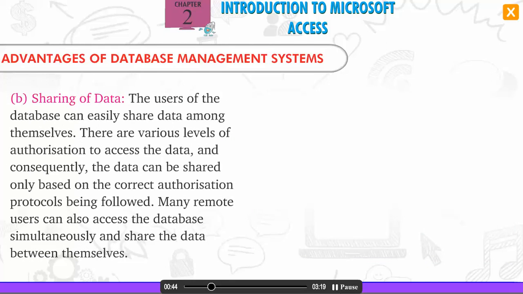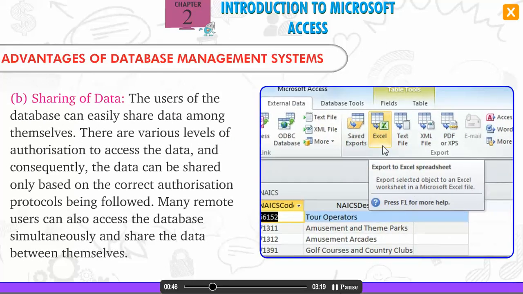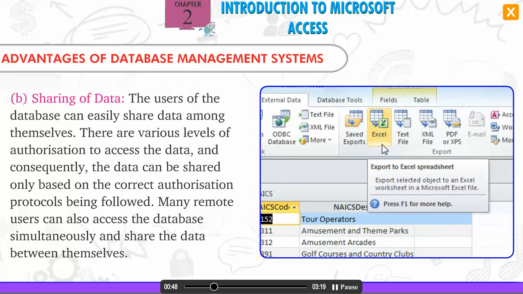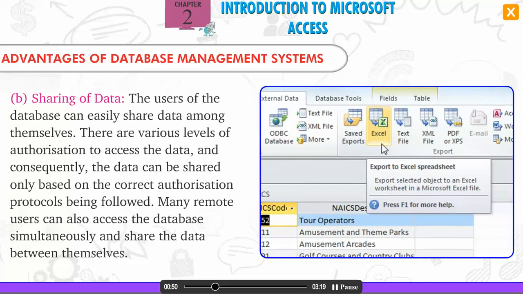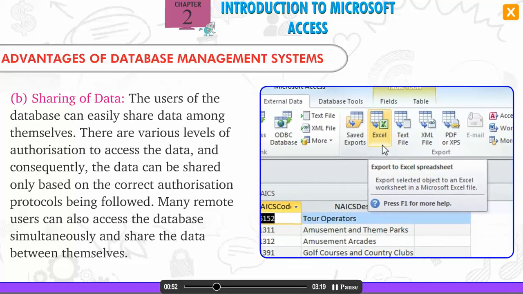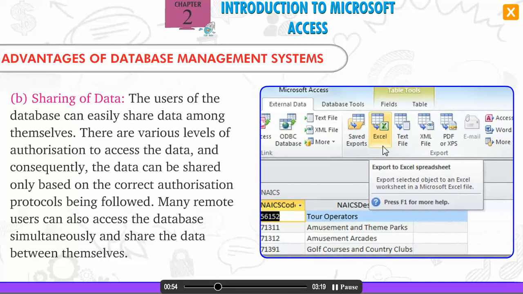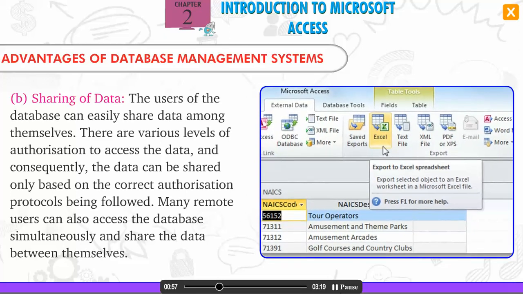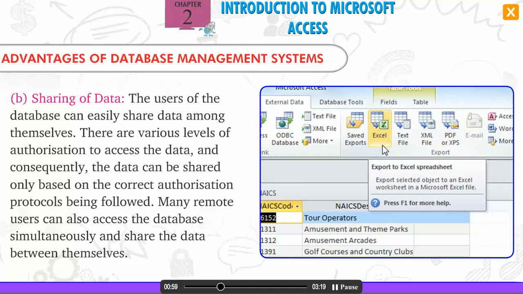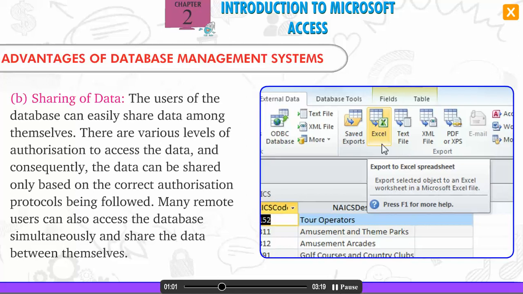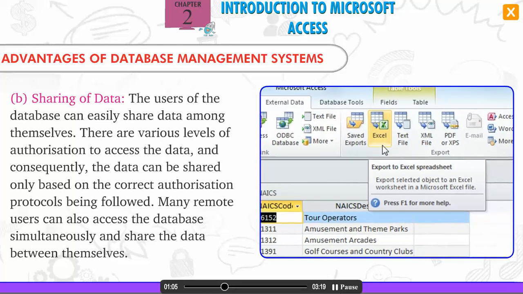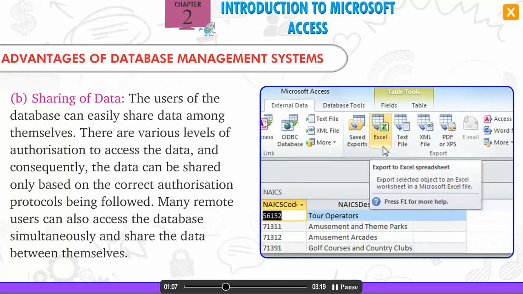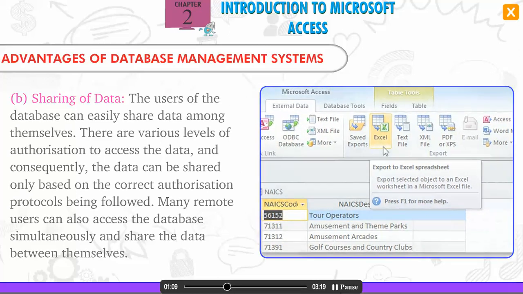B. Sharing of data. The users of the database can easily share data among themselves. There are various levels of authorization to access the data and consequently, the data can be shared only based on the correct authorization protocols being followed. Many remote users can also access the data simultaneously and share the data between themselves.